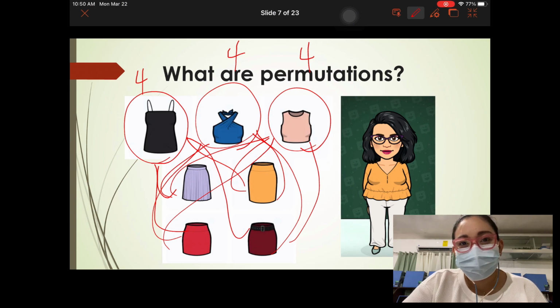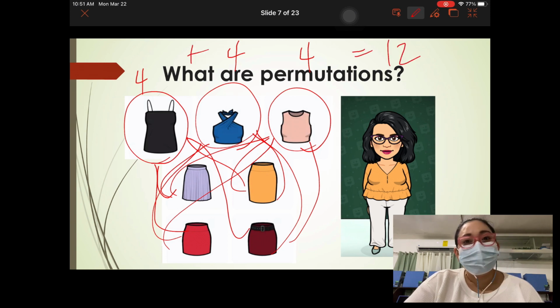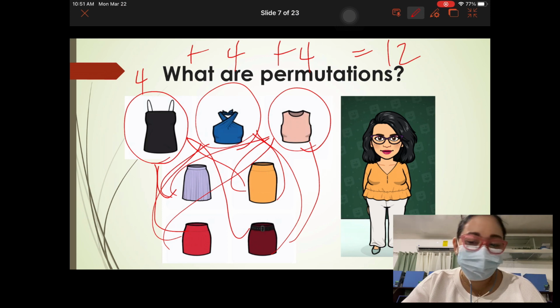So, ano gagawin natin dyan sa apat-apat-apat yan? So, ano yung total nating number of looks? We have 12 looks. You have 3 tops and 4 skirts, you get 12 looks. Okay?